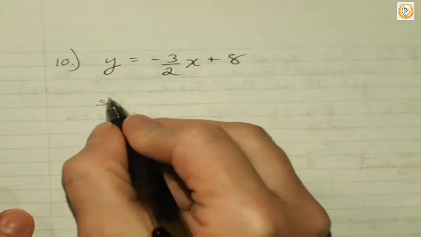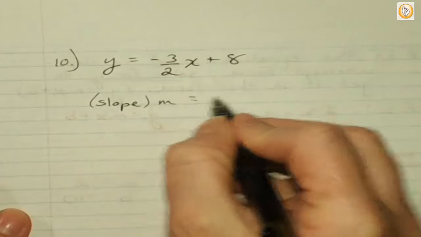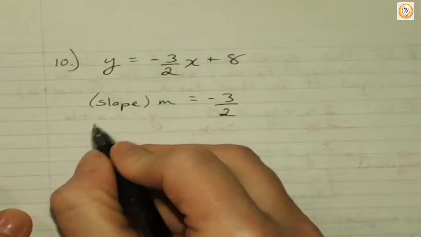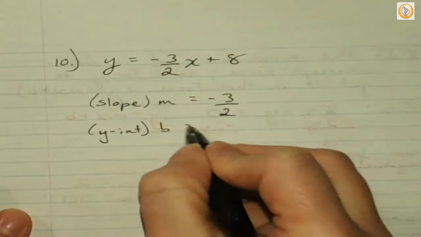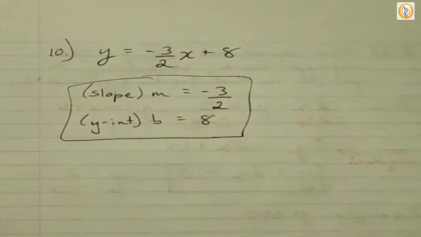Okay, the slope is negative 3 over 2. Yep. So the slope, which is m, is negative 3 over 2. What is the y-intercept? Positive 8. Yeah, you can say positive 8.